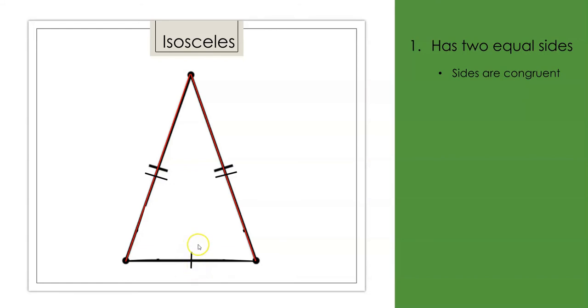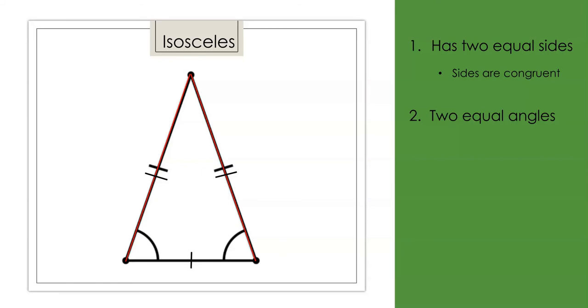So if this is 1 mark, we're saying that this leg of the triangle is different from these 2 legs of the triangle right here. So if we have 2 sides that are equal, we now have 2 angles that are equal. And so these 2 angles are equal to each other.